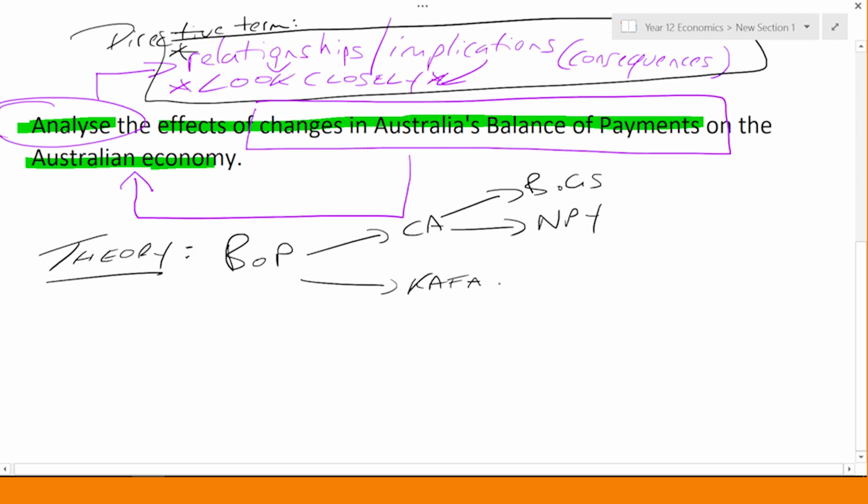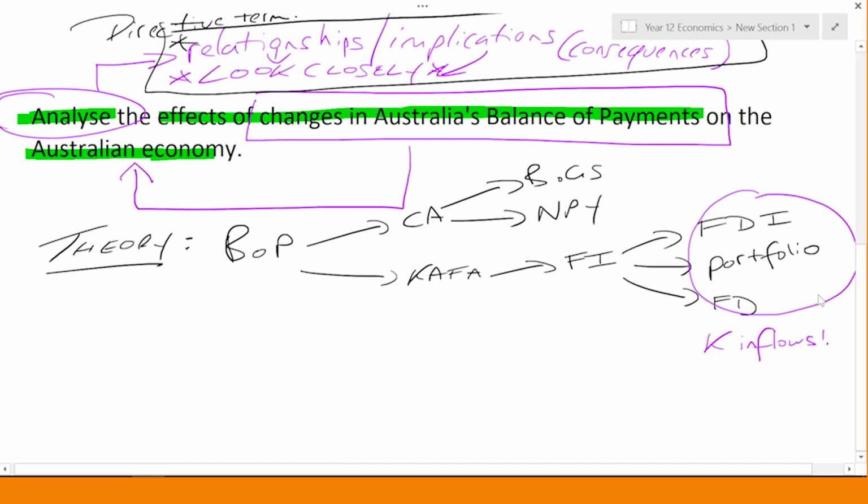In terms of the capital and financial account, I'm thinking about foreign investment. I'm thinking about money coming in. So in terms of the capital and financial account, I'm looking at foreign investment and also foreign debt. I'm thinking about foreign direct investment, portfolio investment, foreign debt. All of these are examples of capital inflows.